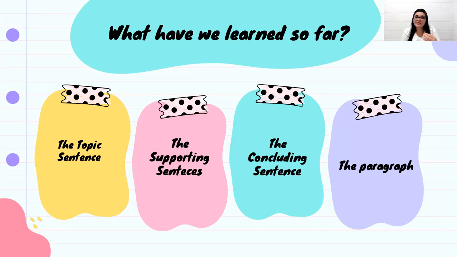The supporting sentences should follow a very logical order. What kind of order can we follow? As I told you, it all depends on the style you're developing. But if your style requires you to use the order of time, then you should be very respectful in order to have a logical sequence of events.